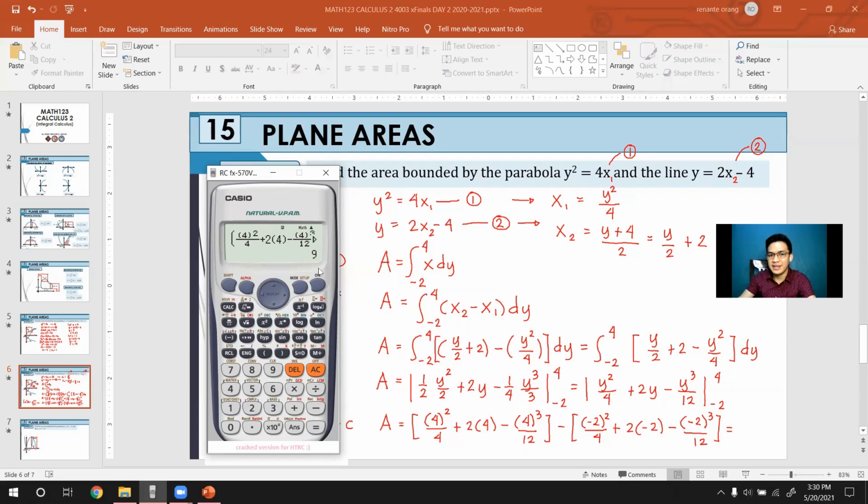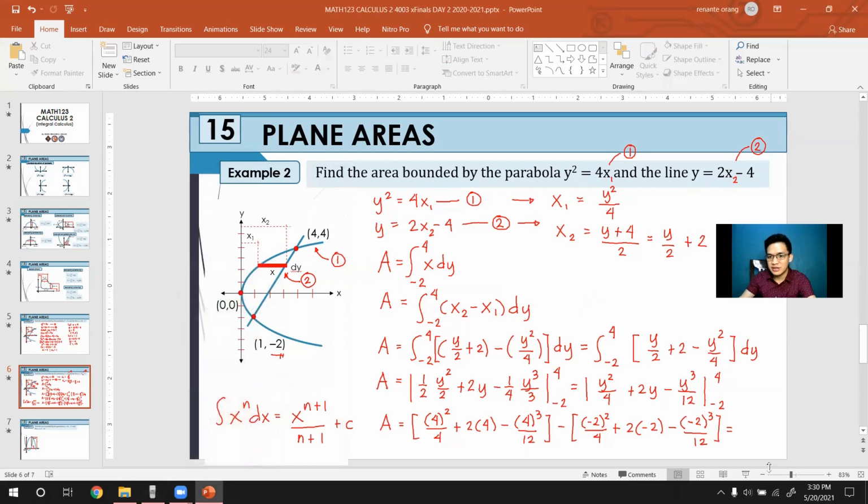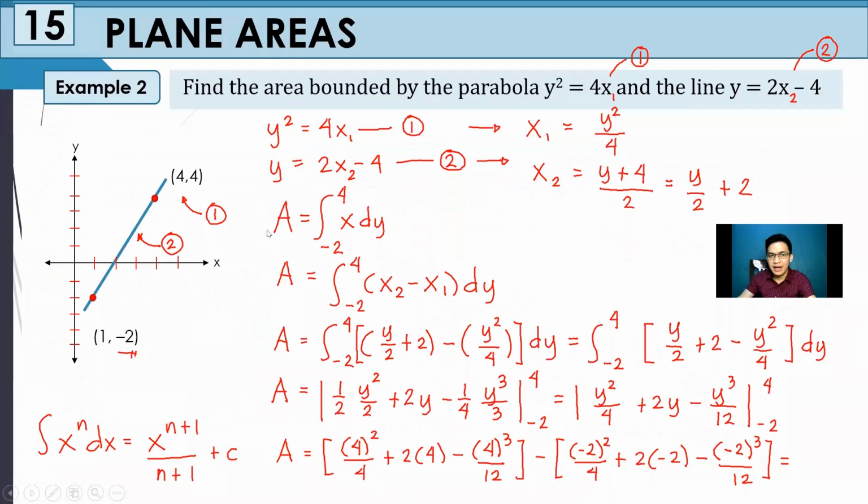Equals 9. So after our long solution, the area between these two graphs, which are our parabola and a line, is 9. No unit was given, so we'll write 9 square units.